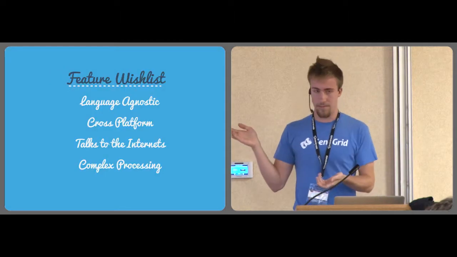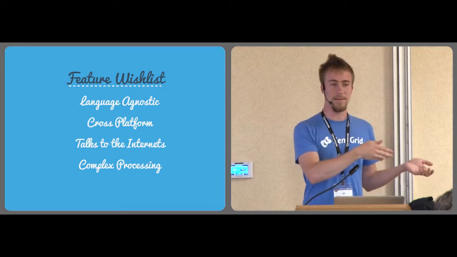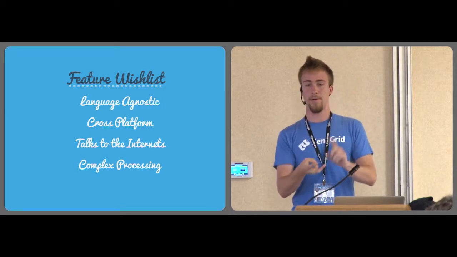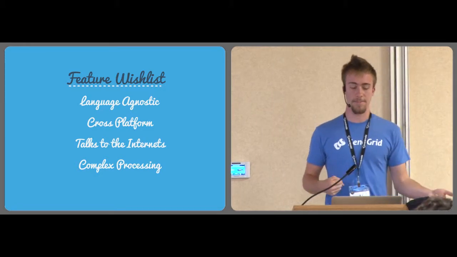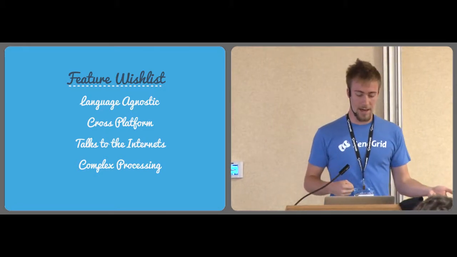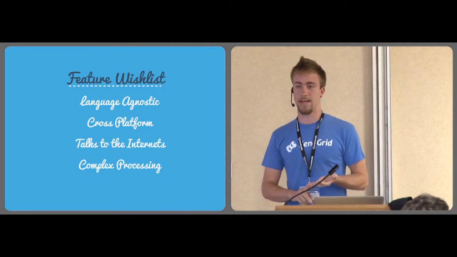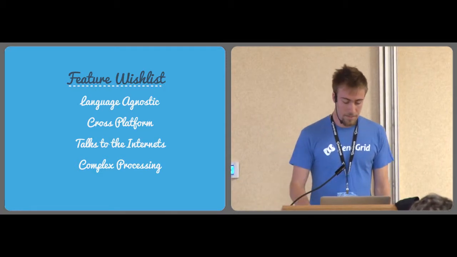So this is my feature wish list. In addition to all those things I mentioned at the beginning, cheap, simple, available, I would like to have these things as well. I want it to be language agnostic. I want it to be cross-platform. I want it to be able to talk to the internet easily, and I want to be able to do complex processing on the data that we're pulling in from whatever sensors.